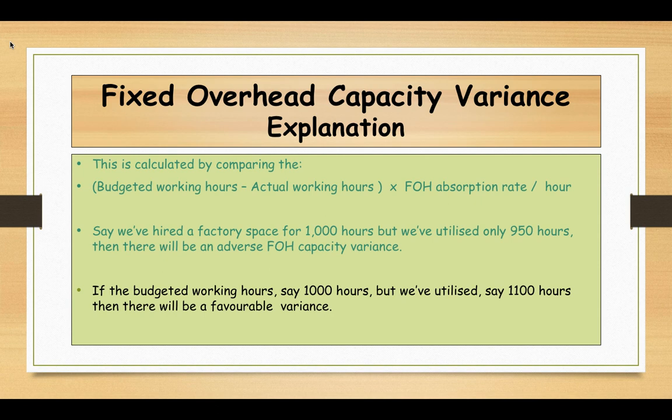Now, we'll see the other side of the capacity variance. If the budgeted working hours are, say, 1,000 hours, but we have utilized, say, 1,100 hours, then there will be a favorable capacity variance. Why? Because we have used the factory space for an extra 100 hours and we didn't pay any extra rent for that. So that's why the fixed overhead capacity variance is favorable here.